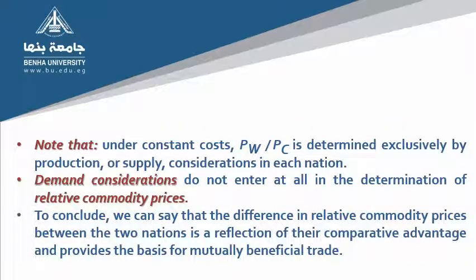Note that under constant costs, the price of wheat relative to the price of cloth is determined exclusively by production or supply considerations in each nation. On the other hand, demand considerations don't enter at all in the determination of relative commodity prices. Finally, to conclude, we can say that the difference in relative commodity prices between the two nations is a reflection of their comparative advantage and provides the basis for mutually beneficial trade.